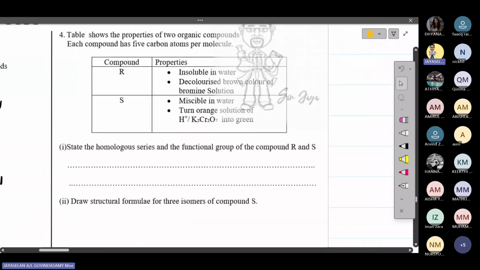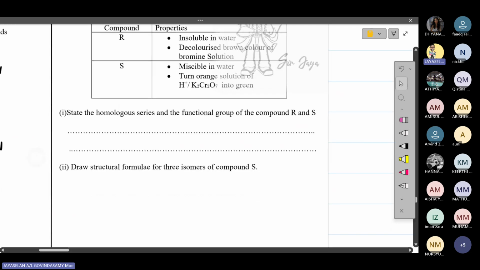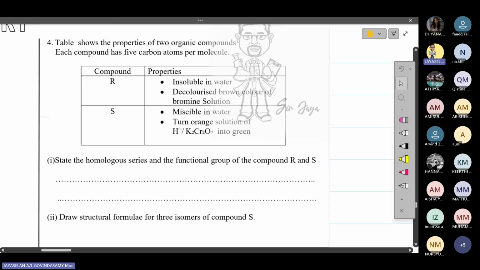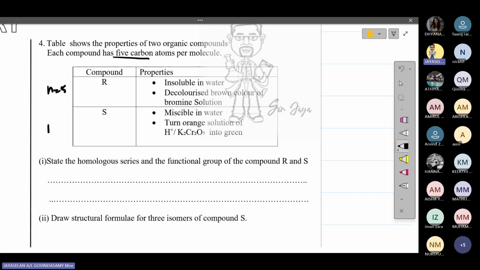Look at this question. Okay, this is a short essay question, you know. In this, from one essay question, I take 2 questions. So how many marks can this give you? 1 plus 3, total 4 marks. Okay, 4 marks. Let's see. Each compound has 5 carbon atoms. That means this is N5, N5. Got it? Okay, put it first. Okay, can I?